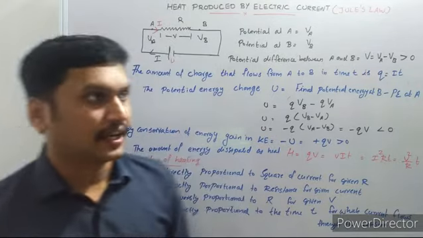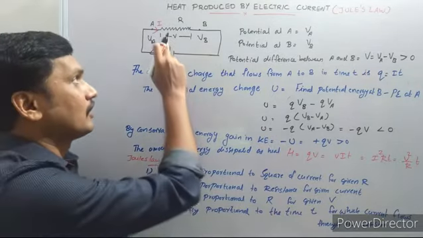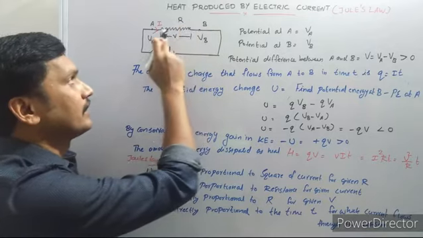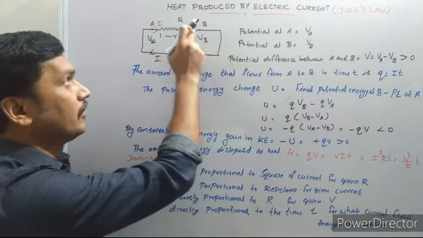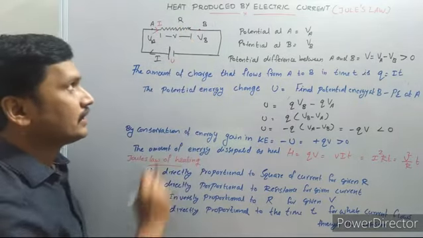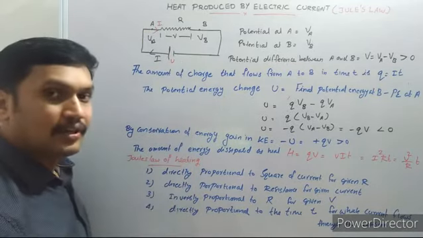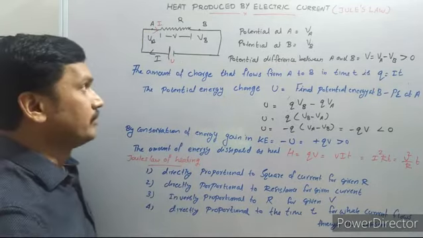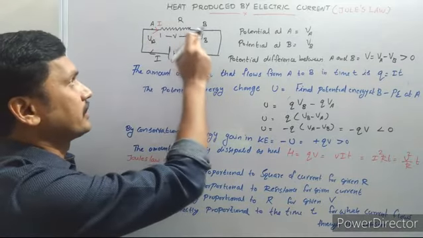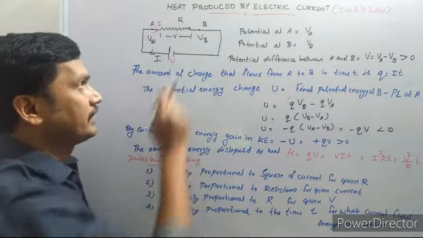For that, here we have a conductor of resistance R. AB is a conductor of resistance R. The end of the AB is connected to a battery of potential V to maintain a constant potential difference between A and B.